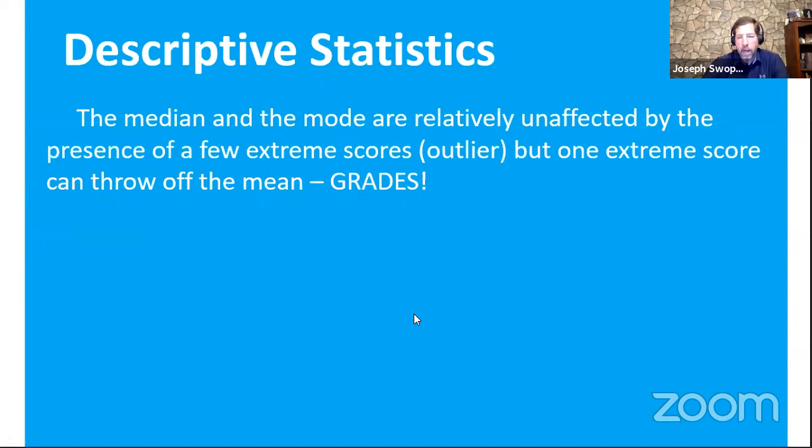Okay, this slide, even though there's not a lot of text or words on it, is something that, heck, you might even want to take a screenshot of or take a picture of with your phone. This is really important. The median and mode are relatively unaffected by the presence of a few extreme scores. We call them outliers. But one extreme score can throw off the mean. I'm going to say that again. One extreme score can throw off the mean.